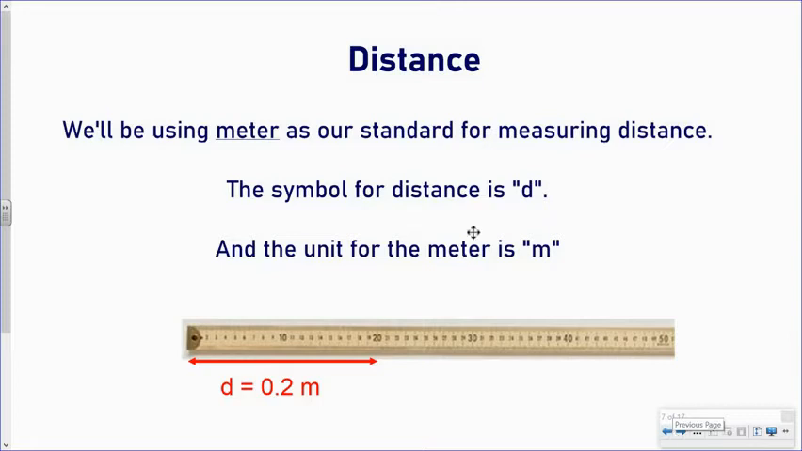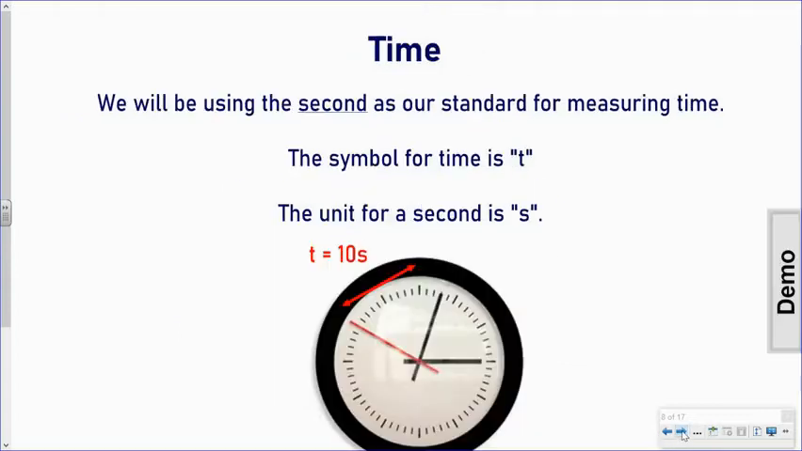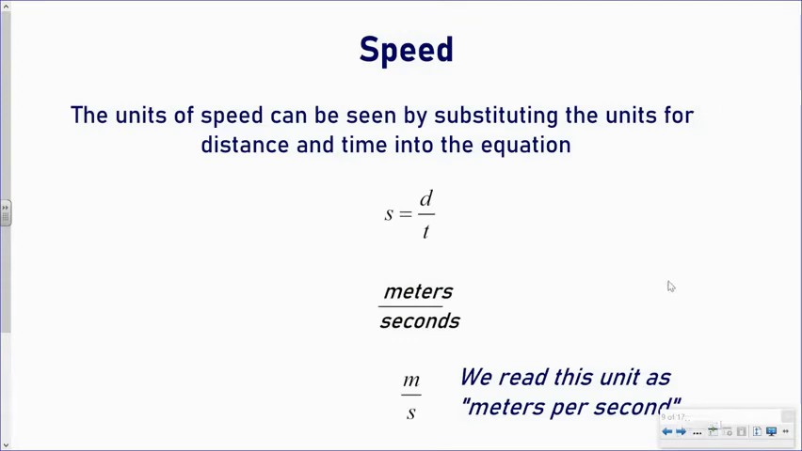For our units for distance, the standard is the meter. So we'll be using that in our measurements. For time, the standard for measuring time will be the second. Putting it together to figure out what the units are for speed, you just substitute the units for distance and time into the equation. So if distance is measured in meters and time is measured in seconds, then you get the meter per second as the unit for speed. That's what you should be using in your solutions.